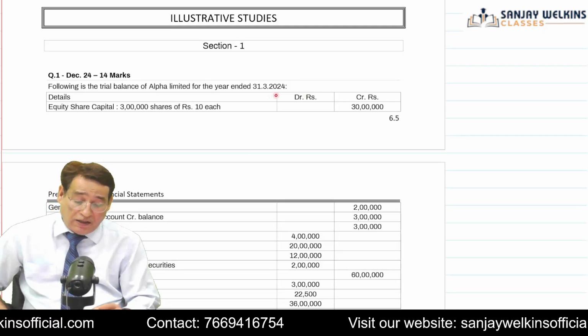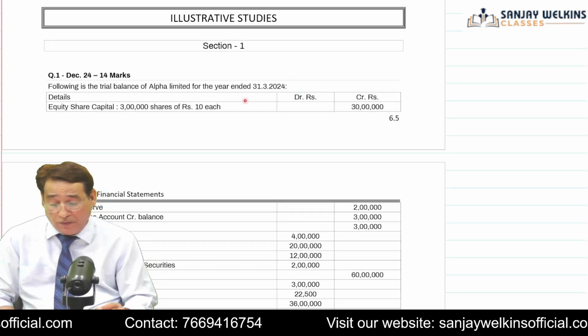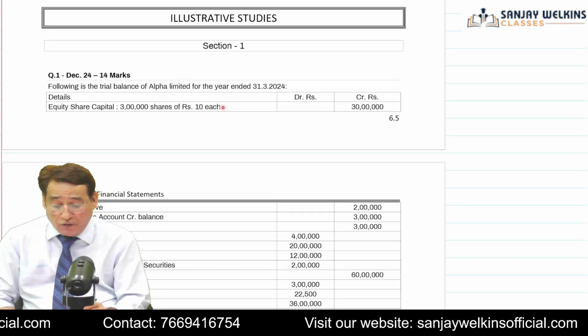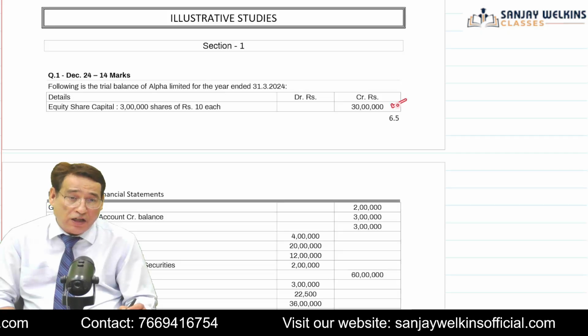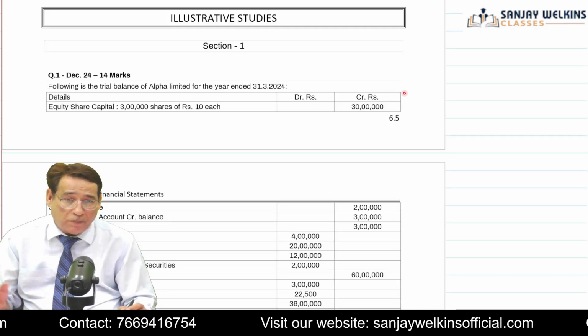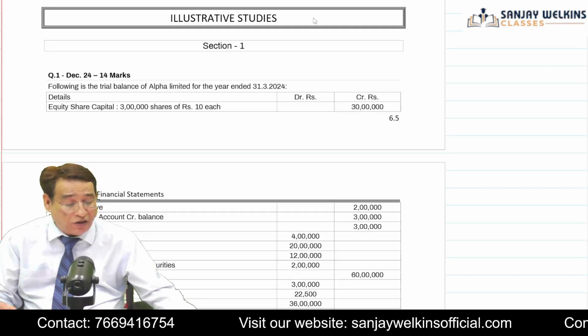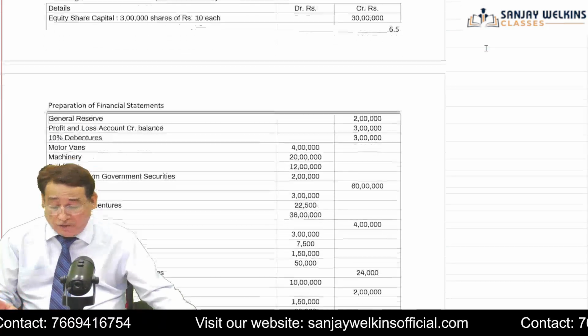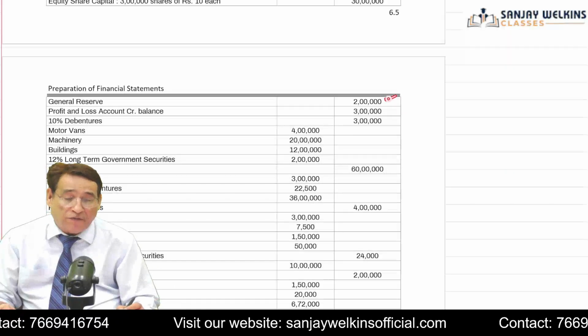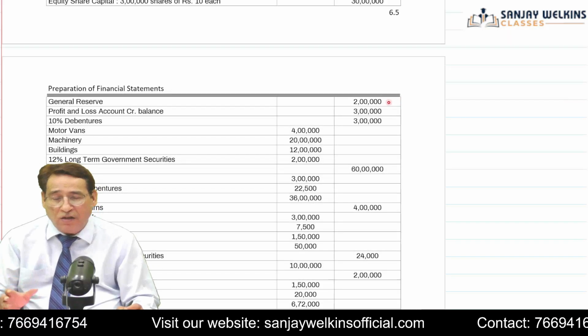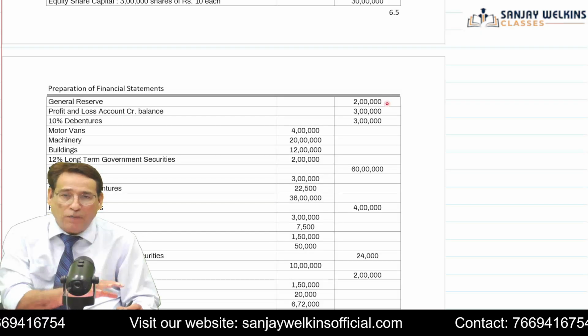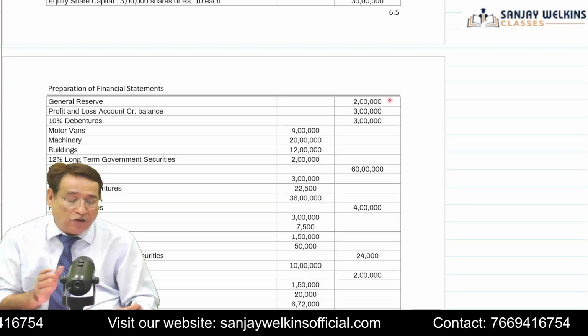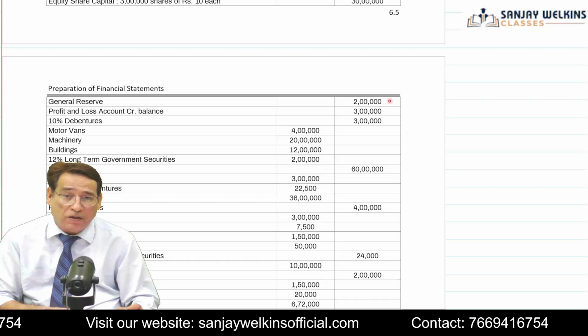Now here we are being given equity share capital. I need not tell you where I am supposed to write. Equity share capital, as you know, will be written under the balance sheet under the heading shareholders fund. Similarly, we have general reserve. Remember one thing, this general reserve is in the trial balance. It will not be written under a statement of surplus. It will be written under reserve and surplus.